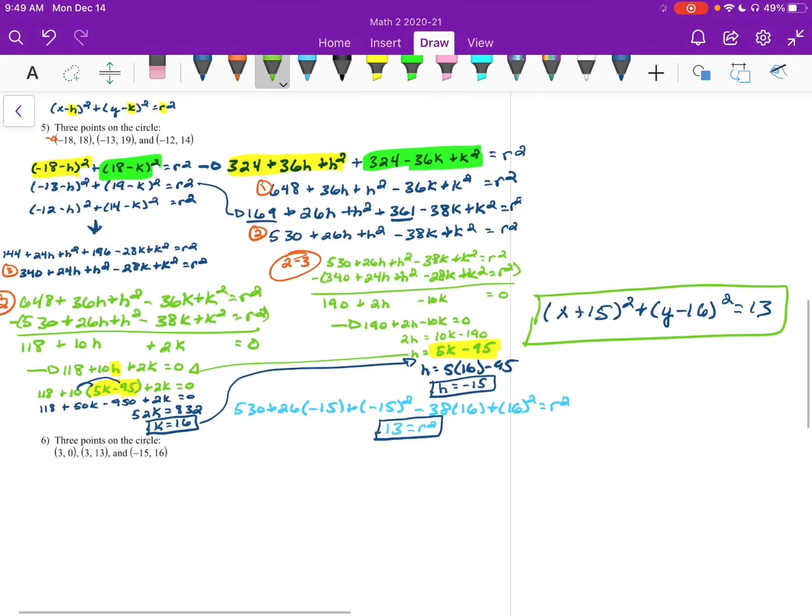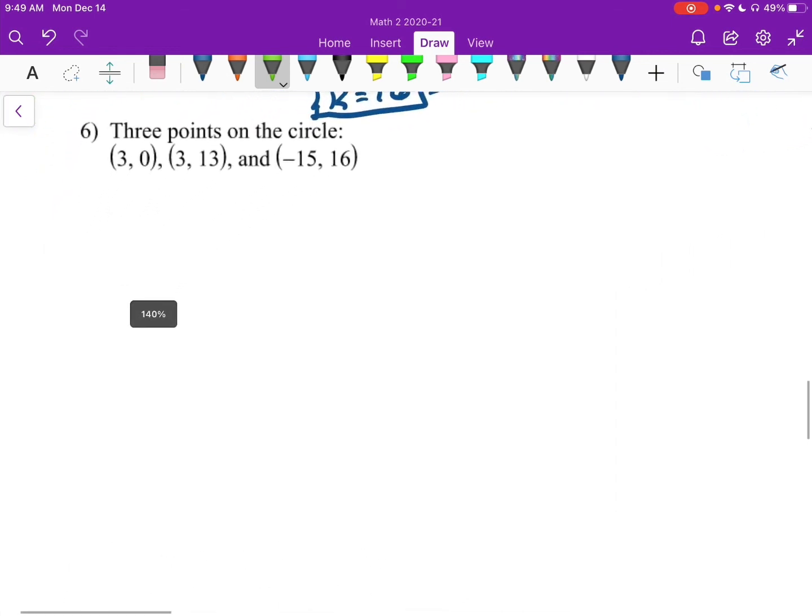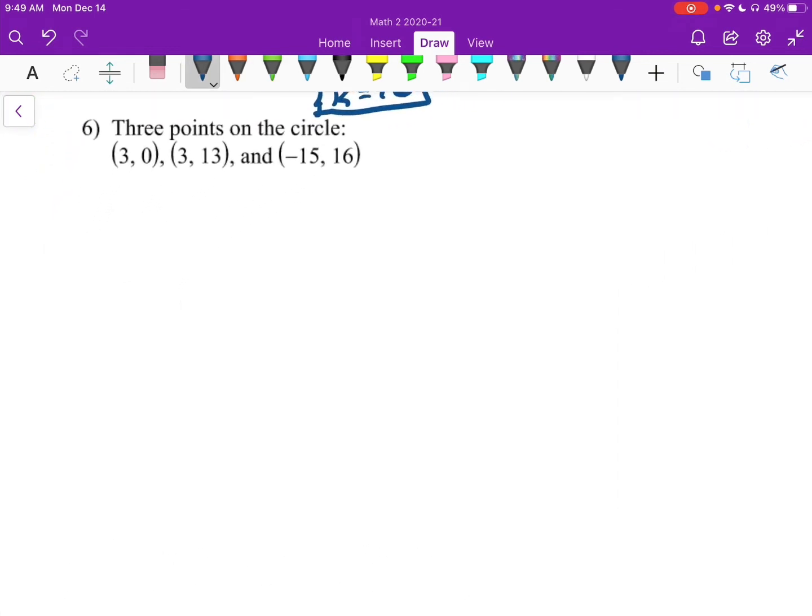Very big problem. Let me double check and make sure that I did it correctly. X plus 15 squared, y minus 16 squared equals 13. Yep, there we are. These are very long problems, and there's lots of places to make mistakes, so you always have to go very slowly through them. All right, number 6. We're doing the same thing, and maybe I'll try to speed up just a little bit.